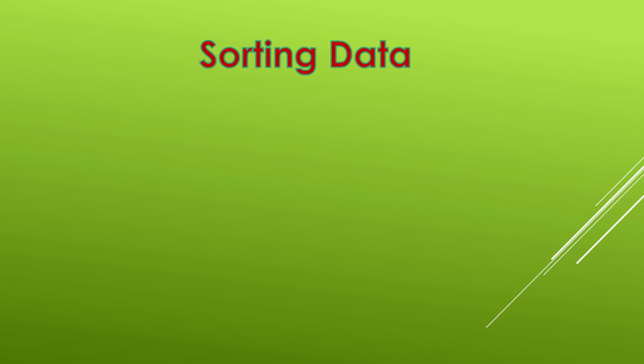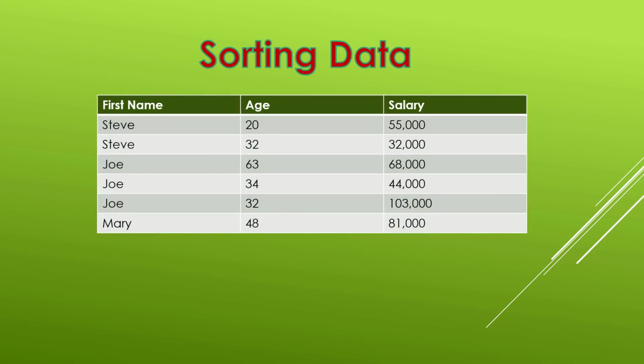So what we can do is we can take a table, such as this one, that has first name, age, and salary. And let's say that we wanted to sort according to the first name alphabetically. Well, that would move all of the Joes up top and all of the Steves at the bottom and put Mary somewhere in the middle. So we would have Joe, Joe, Joe, Mary, Steve, and Steve. So we've changed the sorting alphabetically on here.